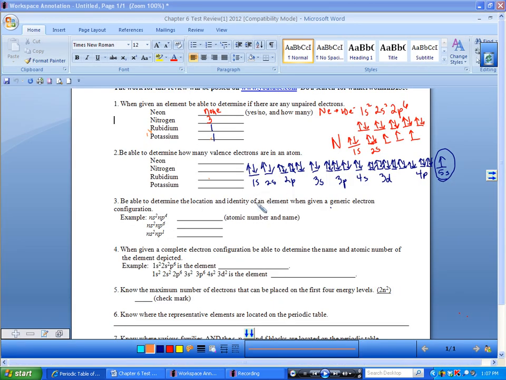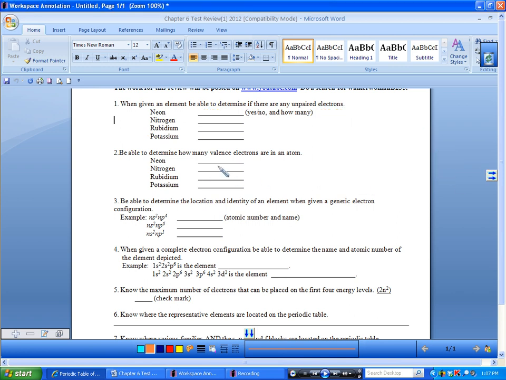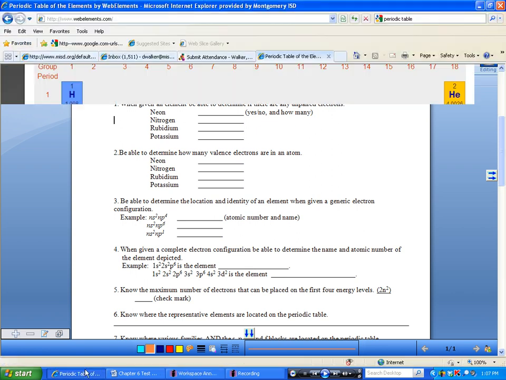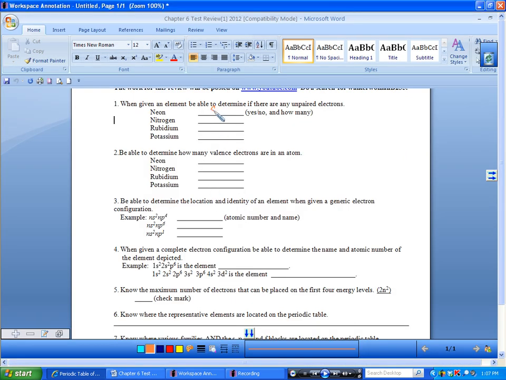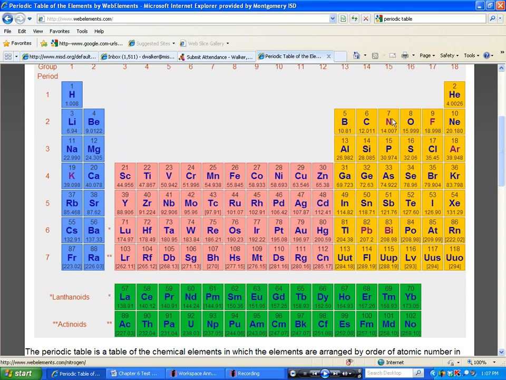Okay? Now it says determine how many valence electrons are in an atom. I'm going to clear the board, and I'm going to work with those same ones. Okay, so neon, if I go over here, neon is in this group right here. Everybody in this group right here has 8 valence electrons. Helium doesn't because it can only have 2 electrons. So neon has 8 valence electrons. Go to nitrogen. Nitrogen is right here. There are 5 valence electrons. 1, 2, 3, 4, 5 valence electrons. So everybody here has 5 valence electrons.